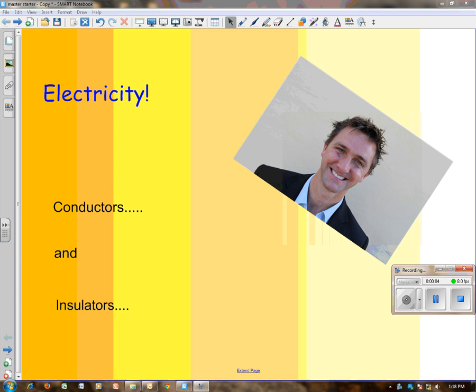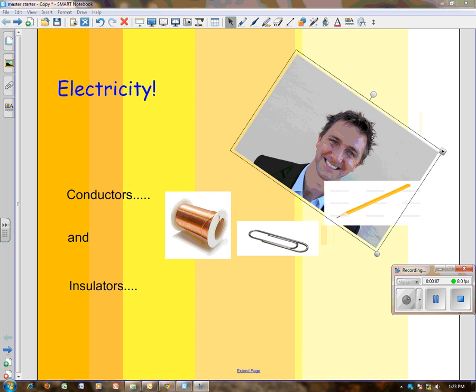Here we are with electricity, and today we are looking at conductors. Okay, and there's three conductors of electricity. They'll allow electrons to move through them easily. Copper wire, there's a paperclip, and there's actually a graphite pencil. I bet you didn't know that. Graphite in pencils is a type of mineral that lets electricity move through it.